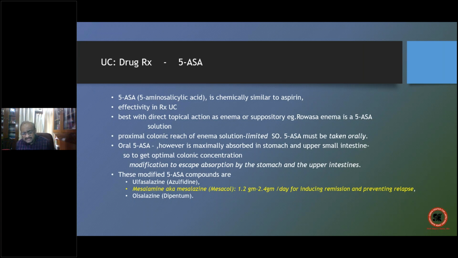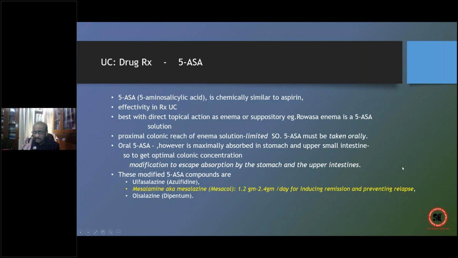So what do they do with 5-ASA? They modified 5-ASA in such a way that the active drug will be released predominantly in the upper intestines or the upper large intestines. And these are the modified 5-ASA which are now being used, and the most common is mesalamine, also known as mesalazine. The most common drug name is Mesacol, and the usual dose is 1.2 to 2.4 grams per day for inducing remission and preventing relapse.